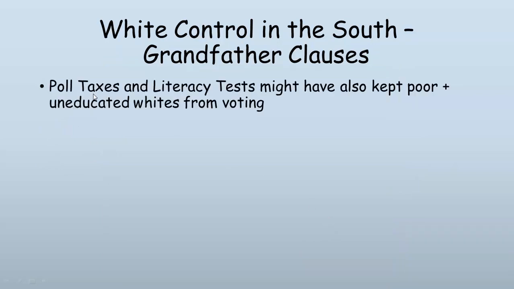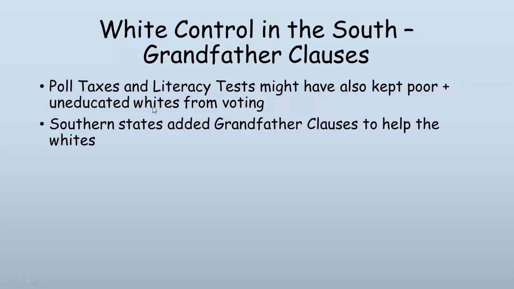Besides the poll taxes and the literacy test, if you were a poor white person, you couldn't pay the tax, so you couldn't vote. Well, if you were a poor white person, you probably didn't have an education, you couldn't pass that test, so you couldn't vote. So those two agencies are kind of barring poor whites and African Americans from voting. So we want to do something to help out the white people, but certainly not the black people, right?